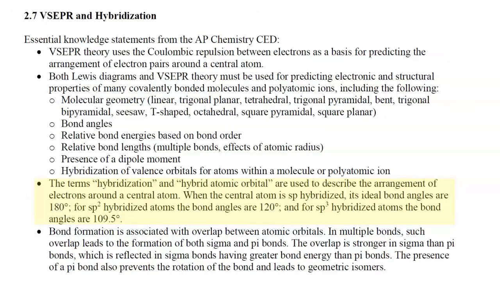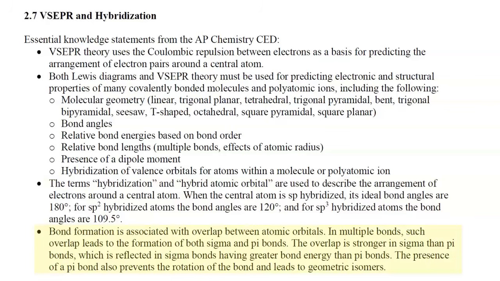When the central atom is sp hybridized, its ideal bond angles are 180 degrees. For sp2 hybridized atoms, the bond angles are 120 degrees, and for sp3 hybridized atoms, the bond angles are 109.5 degrees.